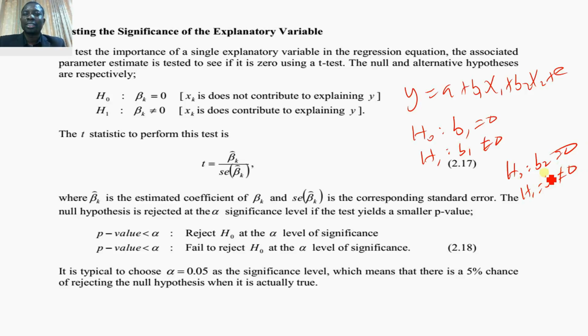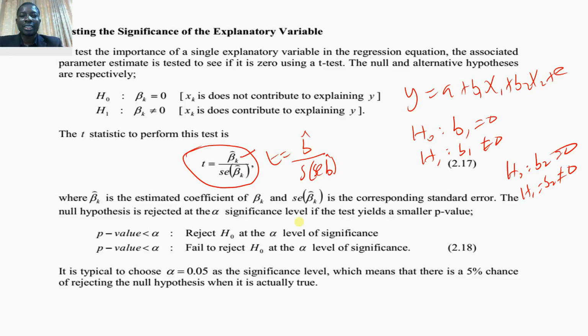And for the hypothesis, you use the t statistic, and the t statistic here is the estimated coefficient b divided by the standard error of the b, okay, will give you the t statistic, and we will illustrate it when we do a demonstration.